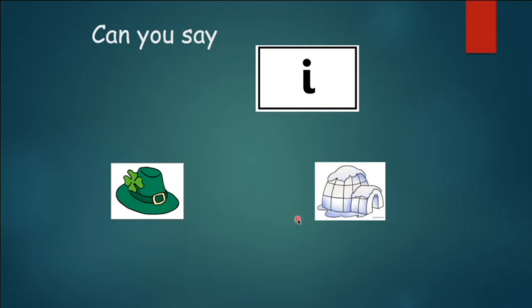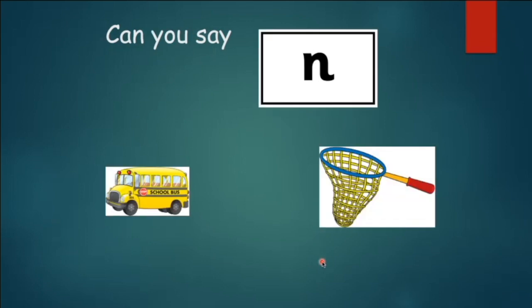You're good. Now let's move on to the next picture that we have here. The next picture is an igloo. Let's try to listen if we can hear the sound E from the word igloo. Igloo. Igloo. Do you hear the E sound from that word? Perfect. Igloo has an E sound. Good job, children. And now let's move on to the next one.